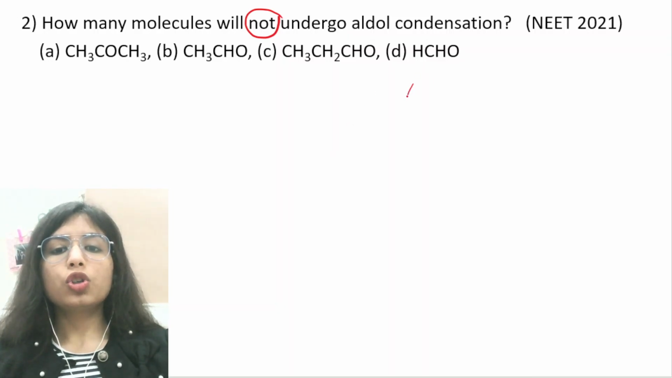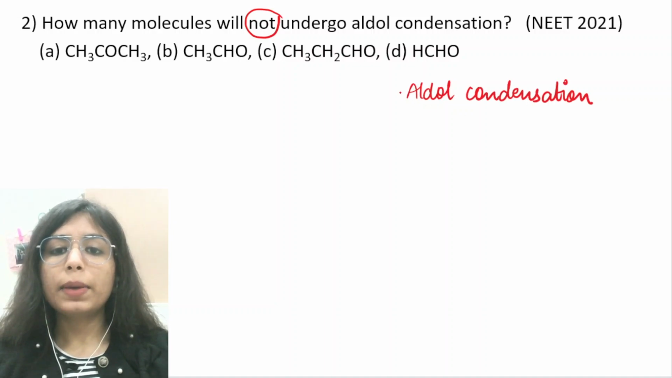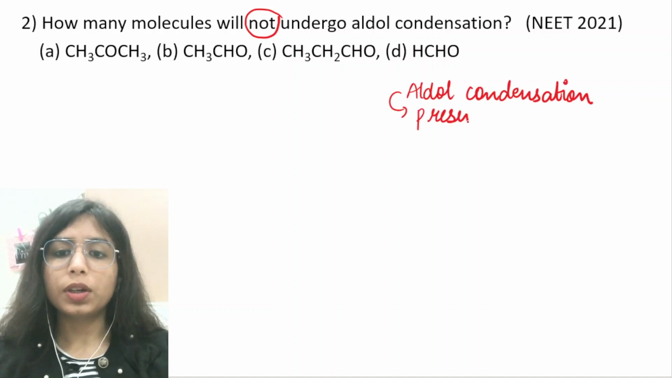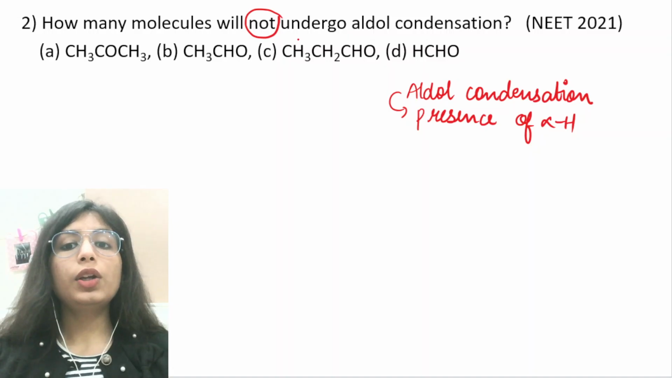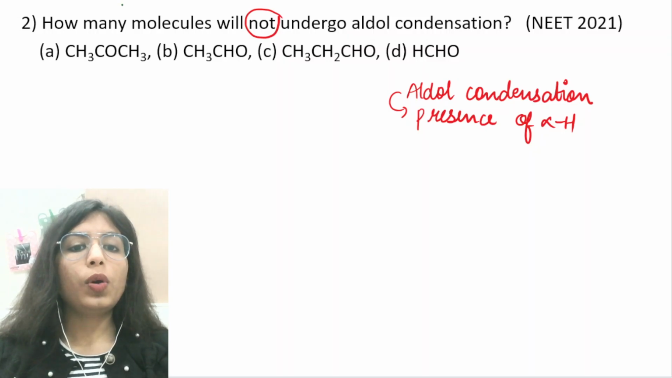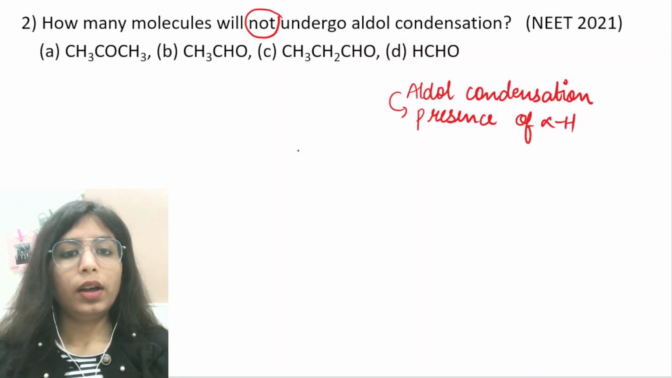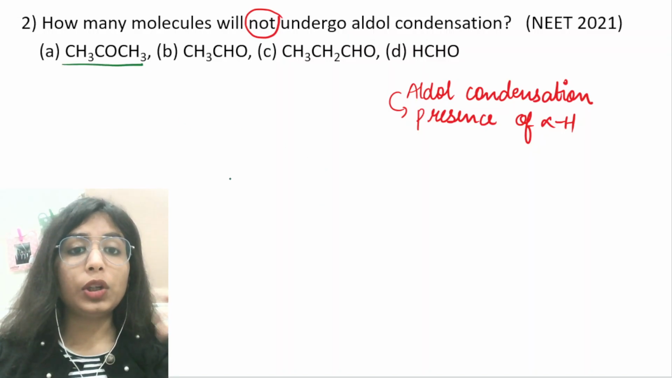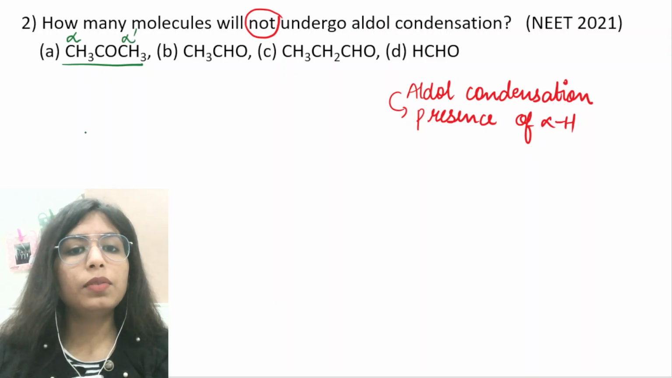So for aldol condensation, we studied what the prerequisite is for aldol condensation to occur, that there must be the presence of alpha hydrogen, right? So here the compound which is not going to undergo aldol condensation reaction will not contain alpha hydrogen. So you have to tick mark that option which does not contain alpha hydrogen, right? So if I talk about this molecule, here in this molecule, you can see that there are 6 alpha hydrogens which are present. So this is one alpha carbon and this is another alpha carbon which is alpha dash.